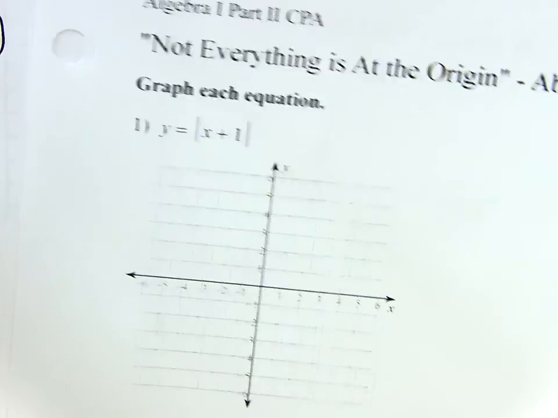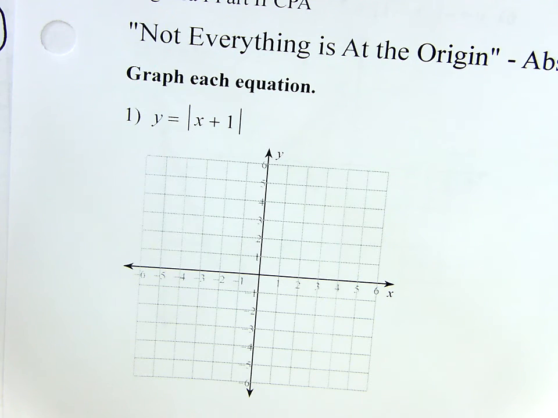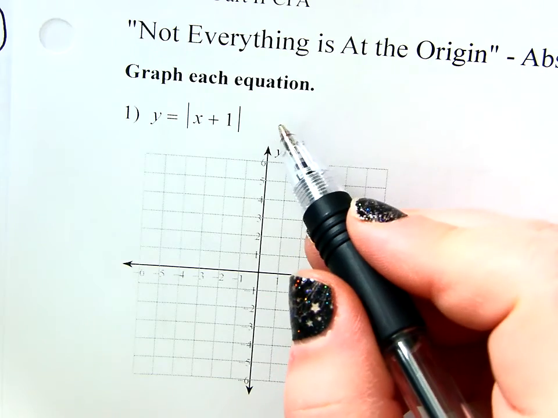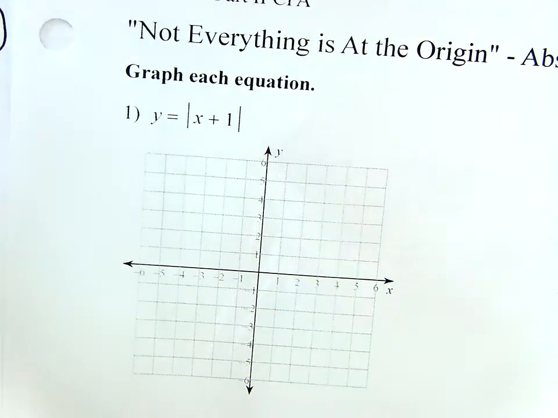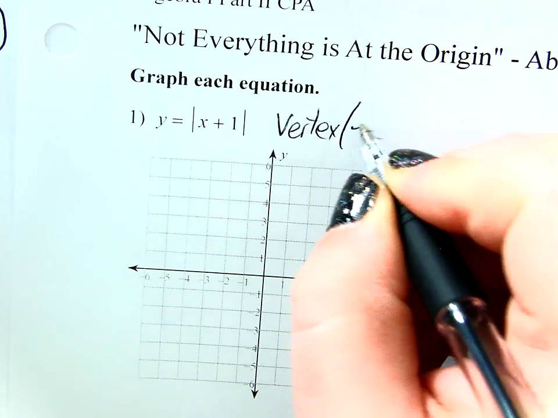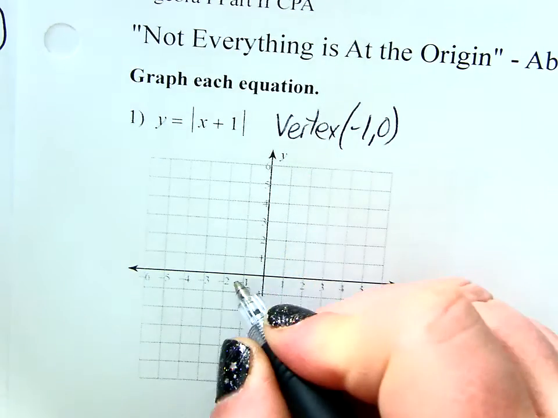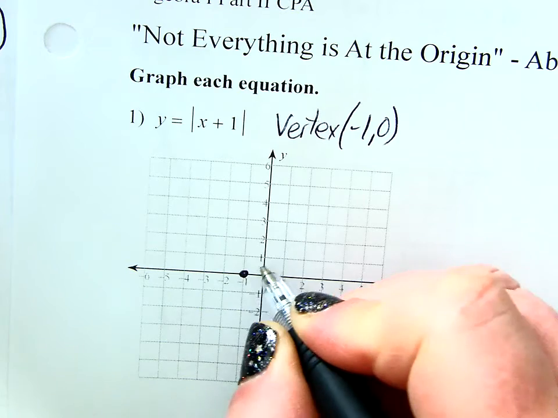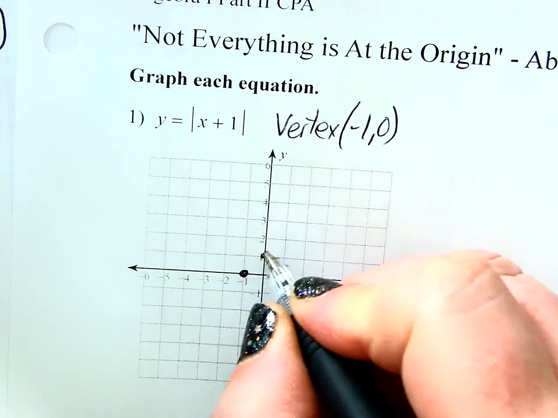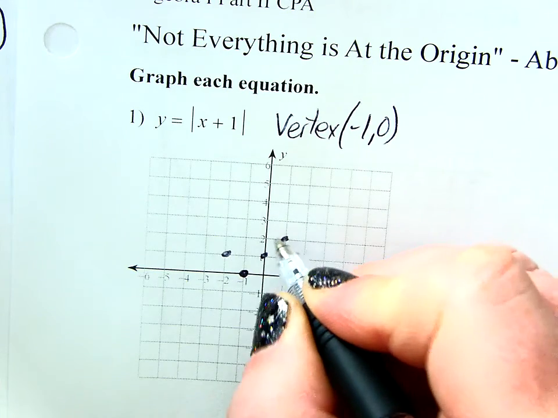So let's now go back to number 1. Where would your vertex be for this one? -1, comma 0. There is no number out here for K, so it's just a 0. So yes, -1, 0 is where my vertex is. And then I just follow my absolute value pattern, up 1 over 1, that's it.